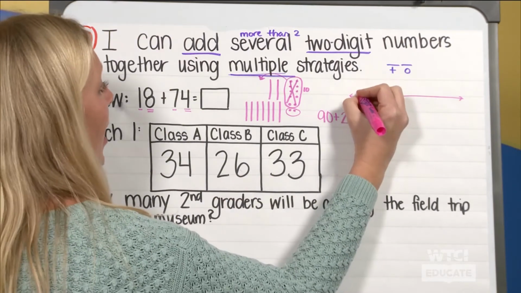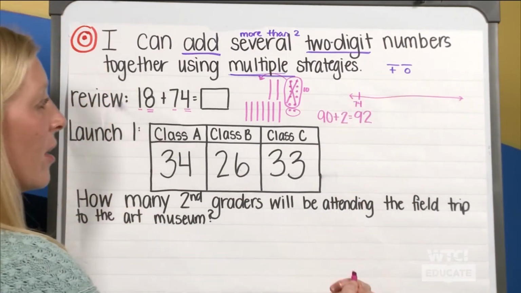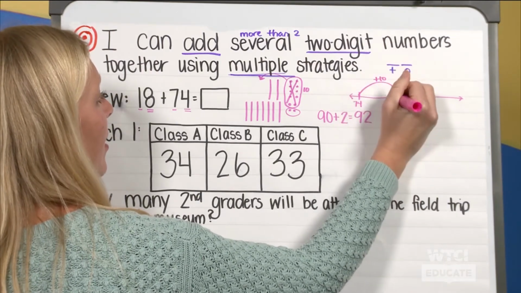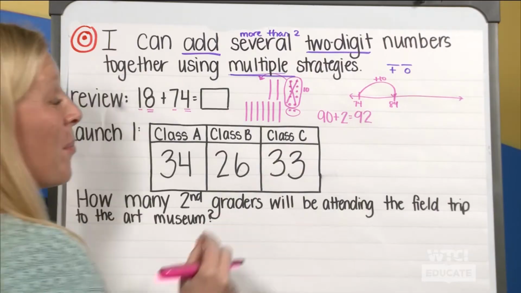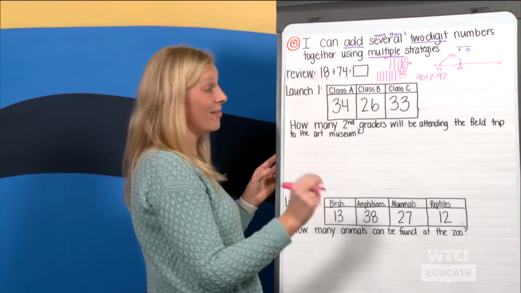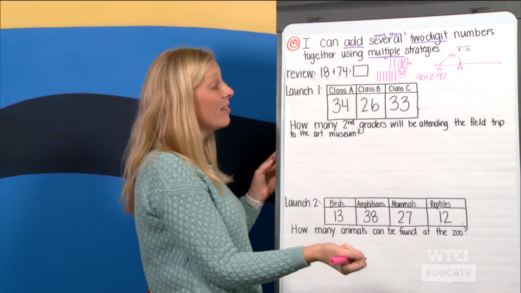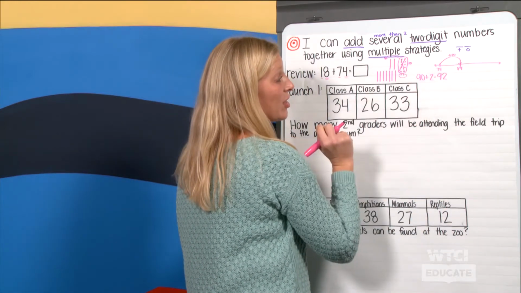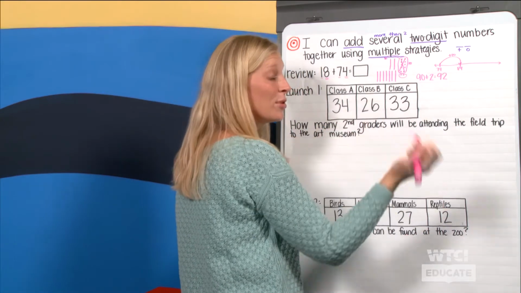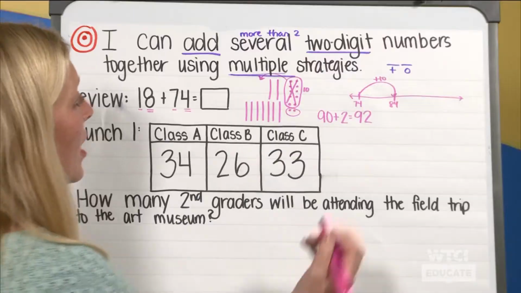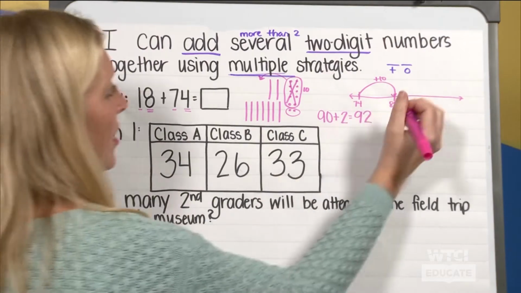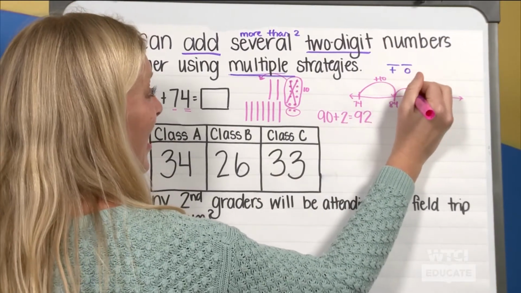I'm going to start with my 74. I make a big jump of 10, and I land on 84 because my 10's place is changing. I'm adding a stick of 10, and so I am going to add a 10 to the 10's place. So my 7 changes to an 8. Then I need to add 8 ones. I'm going to add 6 ones first.